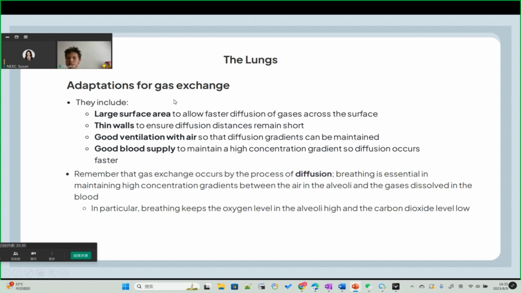Firstly, for the adaptations for gas exchange, we've also mentioned them in the previous section. We need large surface area for diffusion, thin walls for shortened diffusion distance, and good ventilation with air to maintain the concentration gradient, as well as a good blood supply to maintain the gradient.